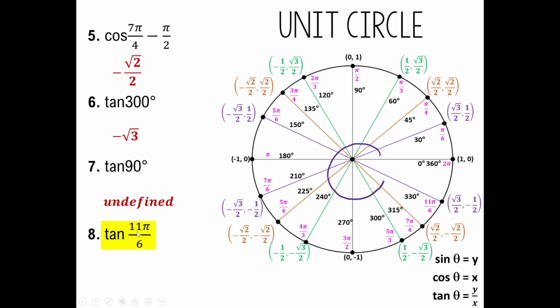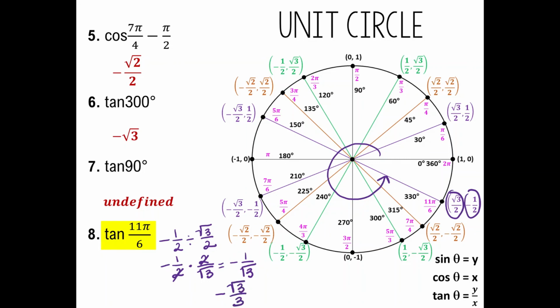So where is that? Tangent 11 pi over 6 is right here. We're looking at y divided by x, negative 1/2 divided by the square root of 3 over 2. I'm going to keep, change, flip, and then I'm going to cross out the 2's. And then I cannot leave it like this, negative 1 over the square root of 3. I need to rationalize the denominator. So I get negative square root of 3 over 3. And that's my answer. And that concludes your notes over the unit circle.